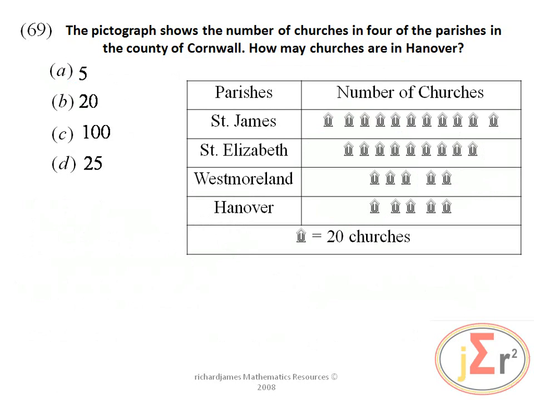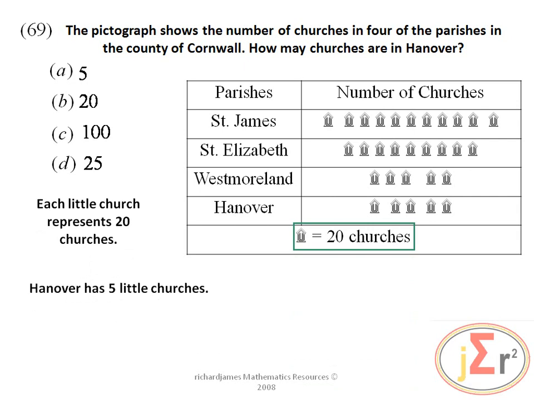Number 69, of course. The pictograph shows the number of churches in 4 of the parishes in the county of Cornwall. How many churches are in Hanover? Each little church represents 20 churches. There we have the key. Hanover has 5 little churches.